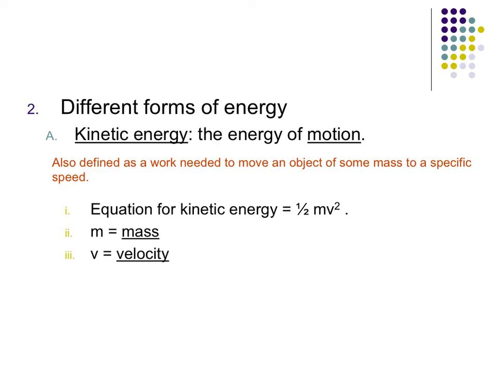Remember, a solid is going to have the least amount of kinetic energy because it has the least amount of movement. Liquid, a little bit more kinetic energy, and then a gas has the most kinetic energy. The equation for kinetic energy is 1/2 mass times velocity squared. So M stands for mass, V stands for velocity.